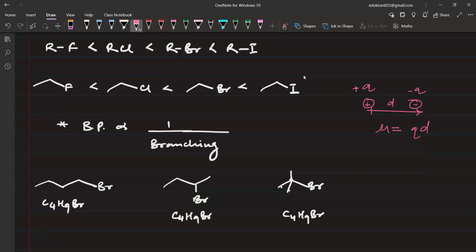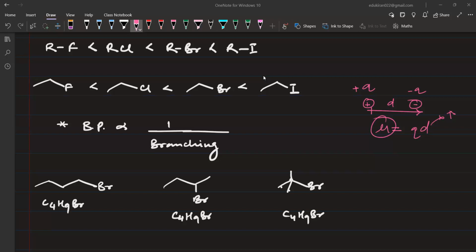But it is charge into distance of separation. If I am taking this charge into distance of separation, so if the d is higher, then the dipole moment will also be higher. Correct, guys? Yes, sir. Okay, now look carefully here. We are having, see, bromine is what?